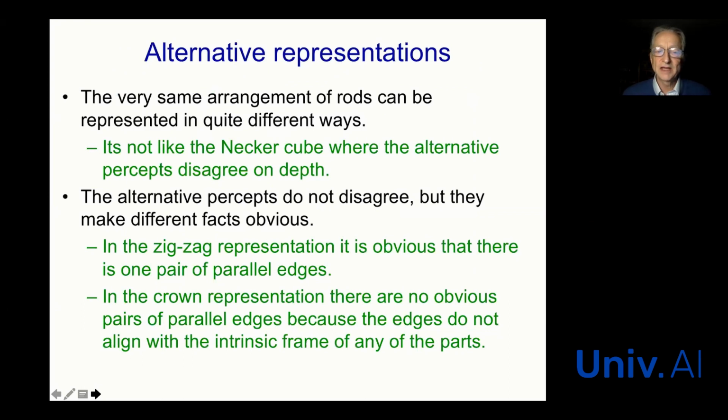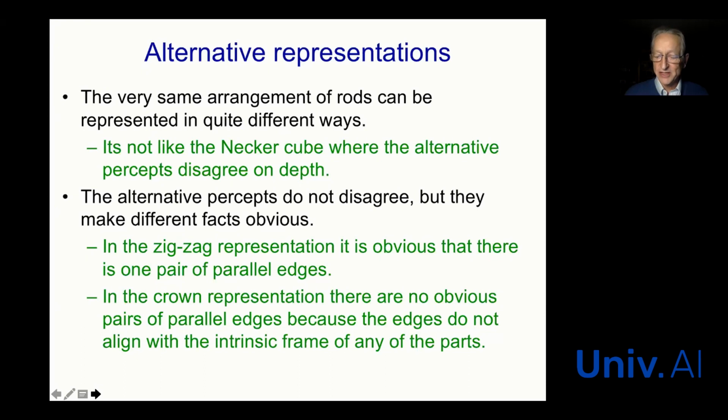So what's happening here is the very same arrangement of edges can be seen in 2 quite different ways, and they don't correspond to different depth orderings, like in the Necker cube. So 2 people who see it different ways don't disagree on what's there. They just have completely different ways of representing it. So the zigzag representation is just a completely different representation from the crown representation.